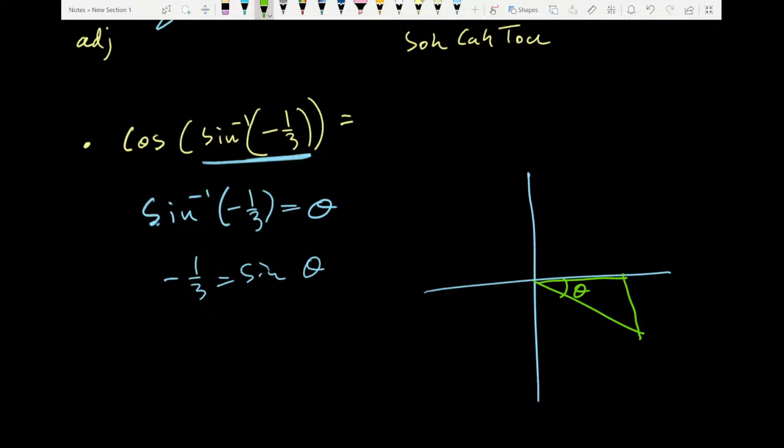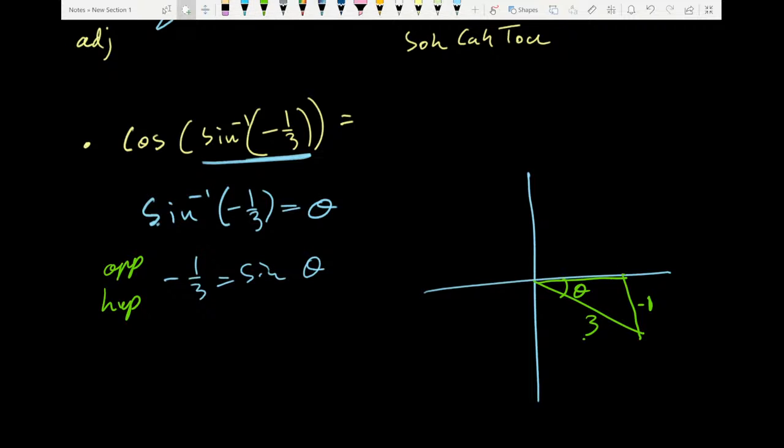Here's your theta. And we use this, opposite over hypotenuse. Don't forget this negative. This negative doesn't go on the hypotenuse. This negative goes on the y side. And it makes sense because the y value in the fourth quadrant is negative. Hypotenuse is always going to be positive.